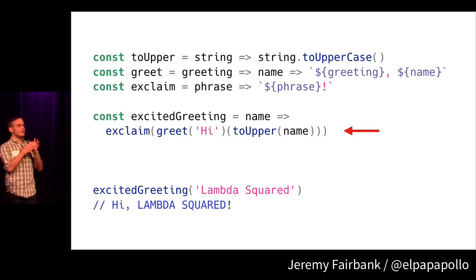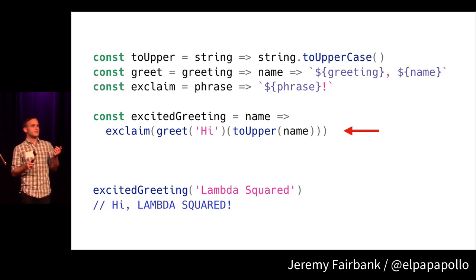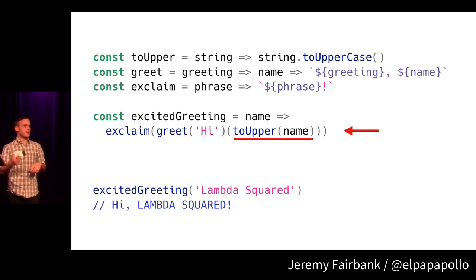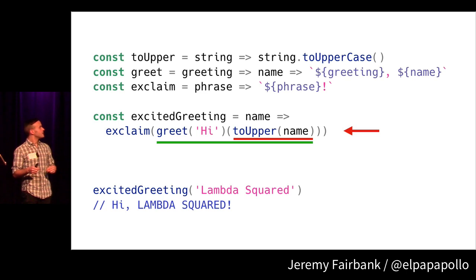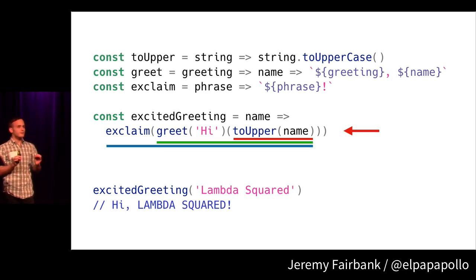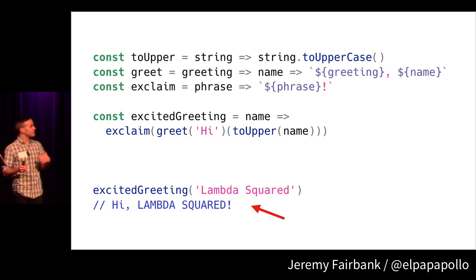So if I wanted to combine all these functions together, I'd probably have to write something like this. We take the name argument, we pass it into toUpper, so we convert it to uppercase. The result of that, we then pass into greet. Note that we have to call it twice because it was a curried function, so we apply the hi, and then we apply the result of toUpper with name. And then finally, the result of that will pass into exclaim. And so this works. We've combined those functions in a functional manner, and when we call excited greeting, we'll get hi lambda squared with the exclamation point at the end.